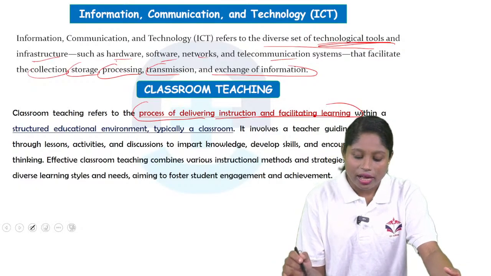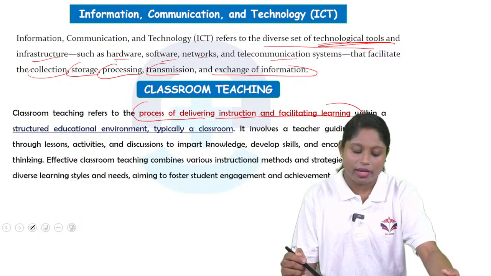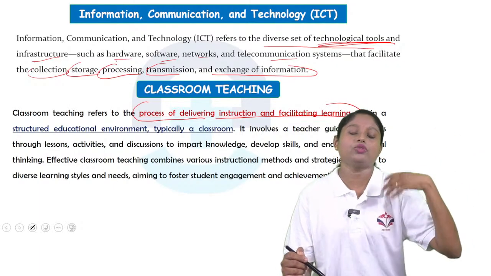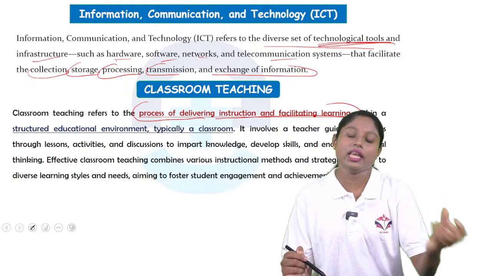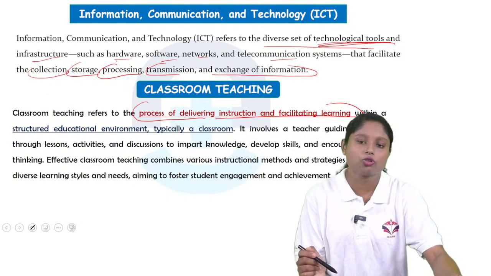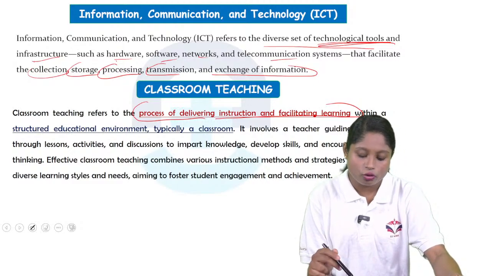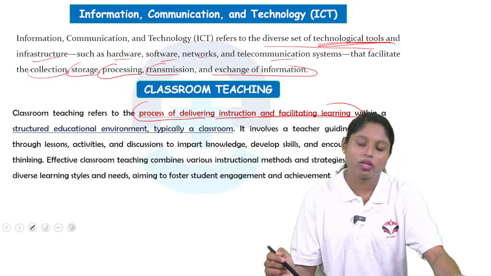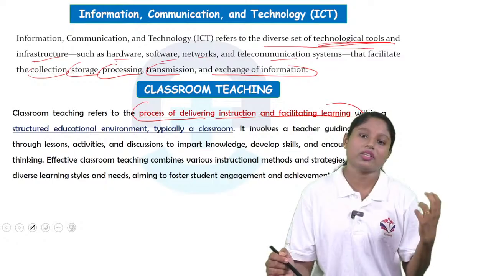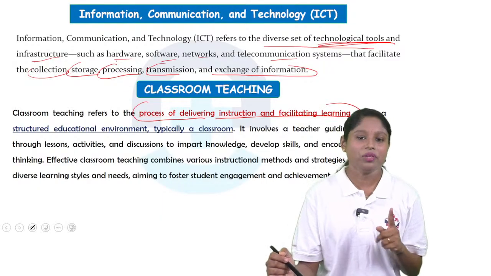It involves the teacher guiding students through lessons, activities and discussion to impart knowledge, develop skills and encourage critical thinking. So your teacher will help you to get the knowledge and it will enhance your knowledge, also skills and competencies. So that is classroom teaching. Effective classroom teaching combines various instructional methods and strategies to cater to diverse learning styles and needs, aiming to foster student engagement and achievement. So here the teacher will guide you to get the information and knowledge and to improve your skills and competencies in a particular environment, which is known as classroom teaching.